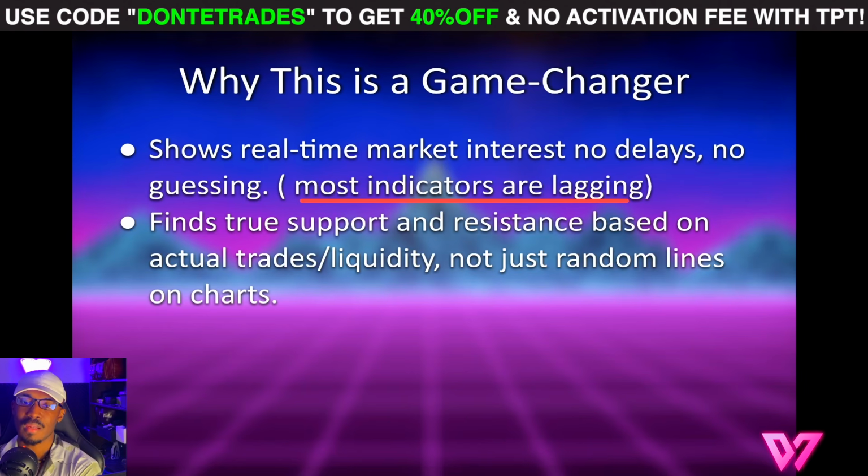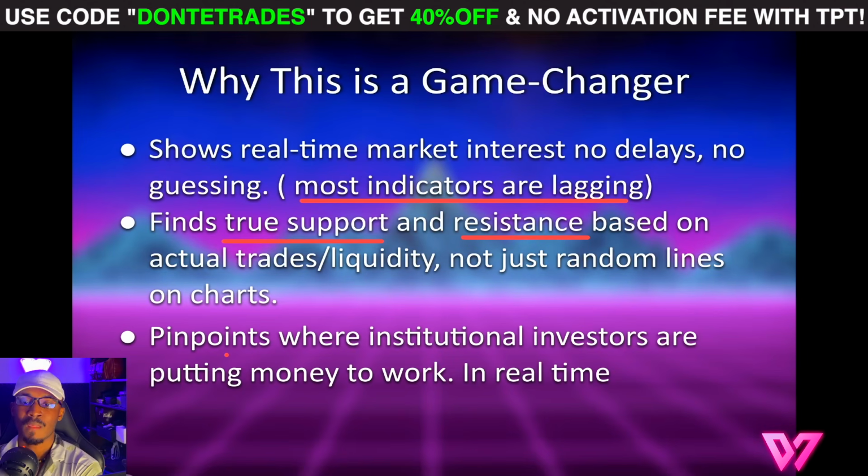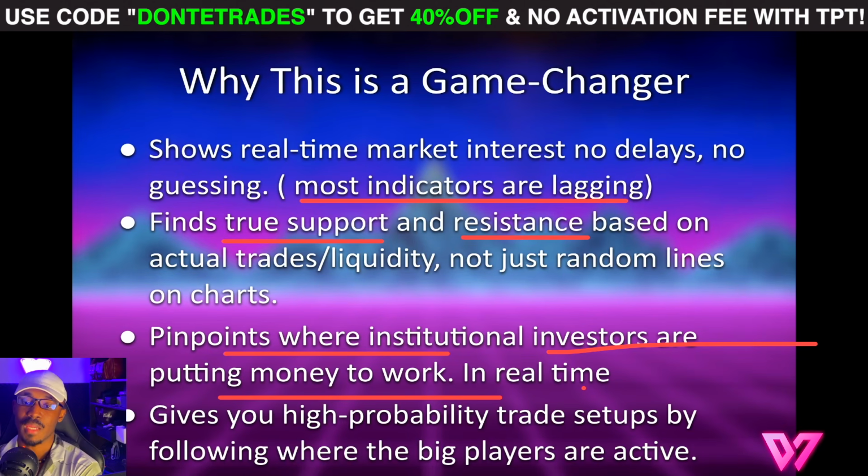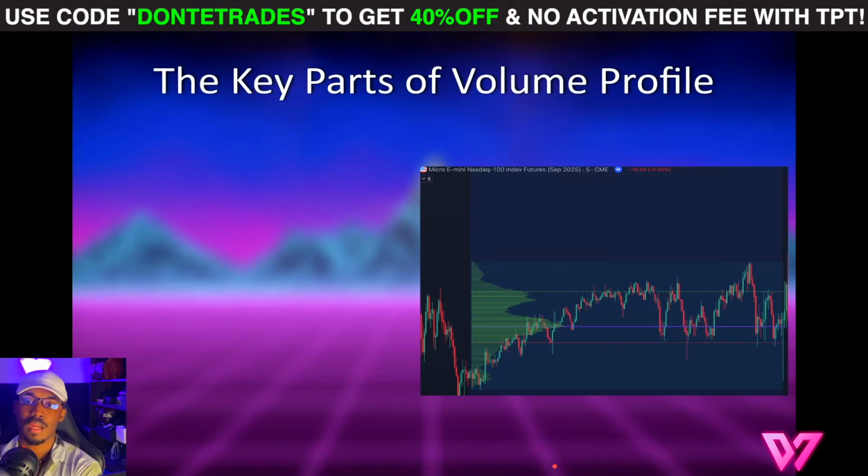Most indicators are lagging, but not the volume profile. And this finds true support and resistance and liquidity in the markets based on actual trades and liquidity, not just some random lines on the charts. And this pinpoints where institutional investors are putting money to work in real time. So this is just extremely accurate, and it gives you high probability trade setups by following where the big players are active and responding to that appropriately.